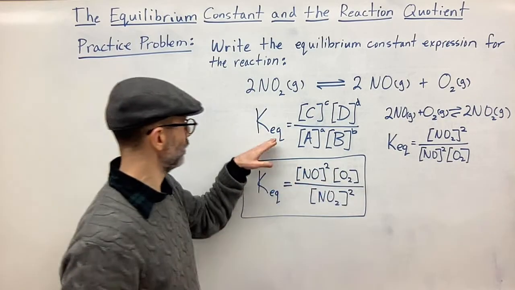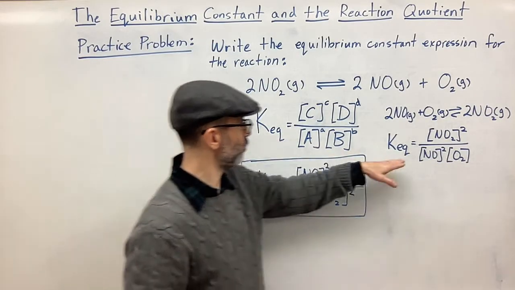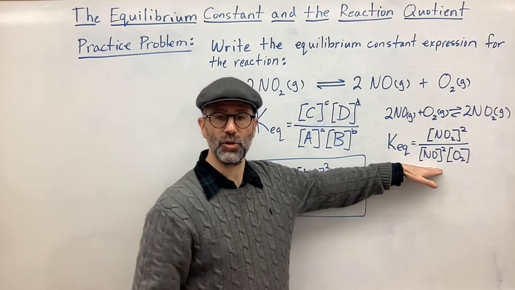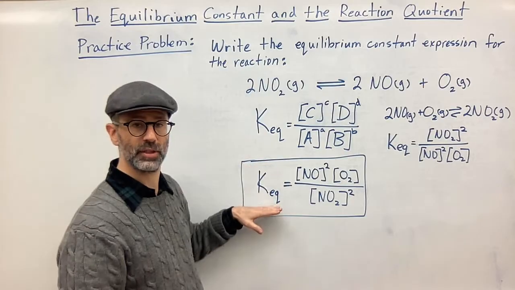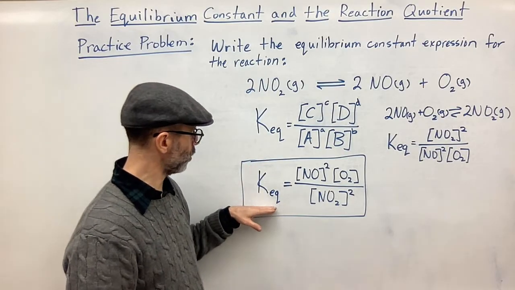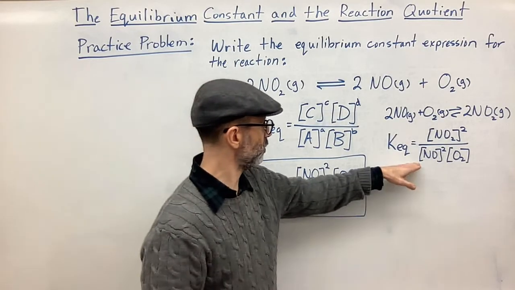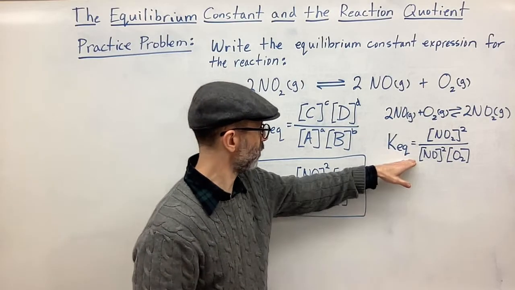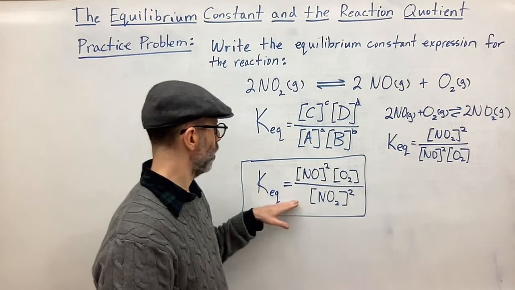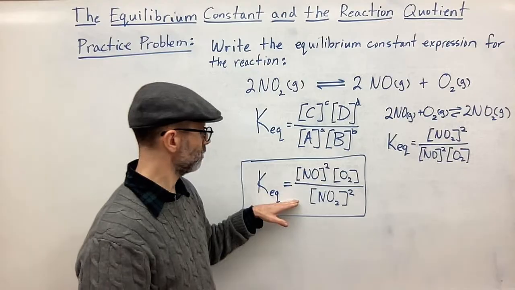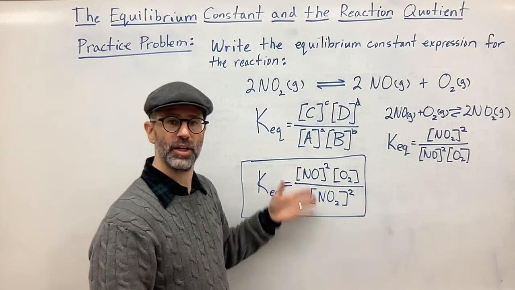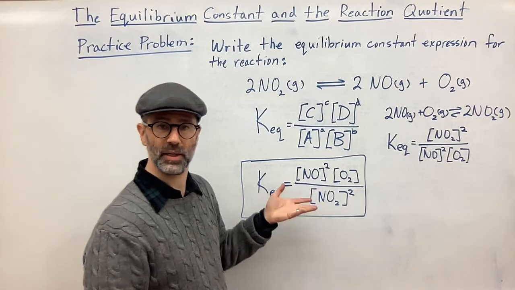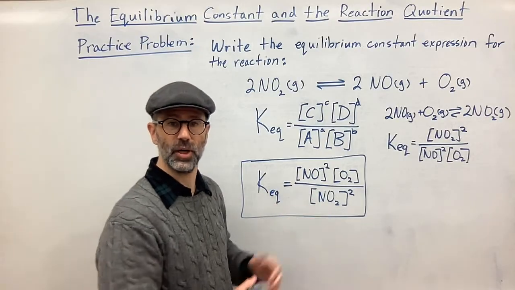Now, notice here the relationship between the KEQ for the reverse reaction and that of the forward reaction. I'm looking here. So this is the forward reaction. This is the forward and reverse or backwards reaction. What do you notice about them? They're reciprocals of each other. So if you find one, you just flip it and you get the other one, right?